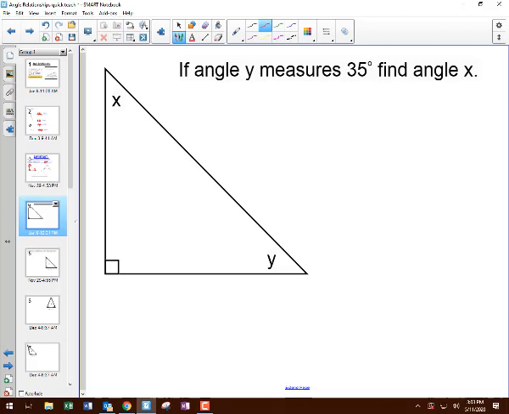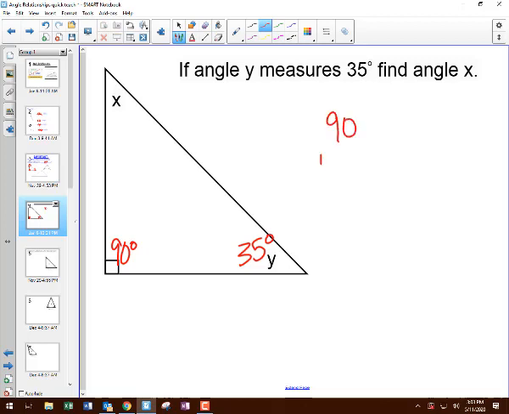We put that to use in this next one here. If an angle Y measures 35 degrees, find angle X. Okay, so let's go ahead and label this one 35 degrees. This one has the box. We know this one to be 90. Okay, so we know what's there. We do not know what X is. We can find it. Alright, we'll go ahead and add what we know.